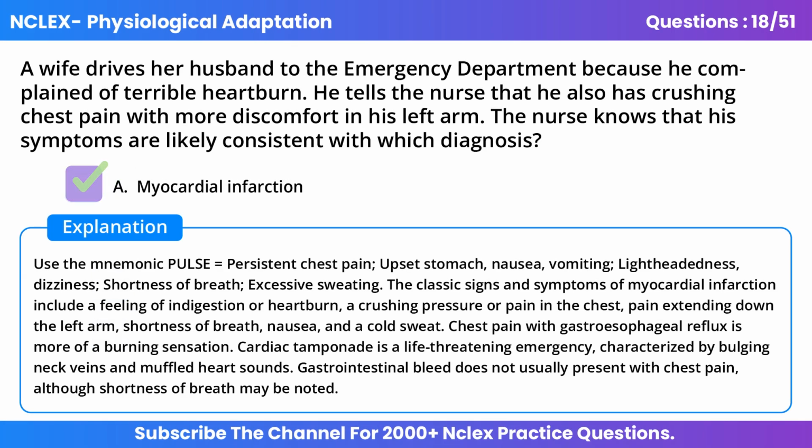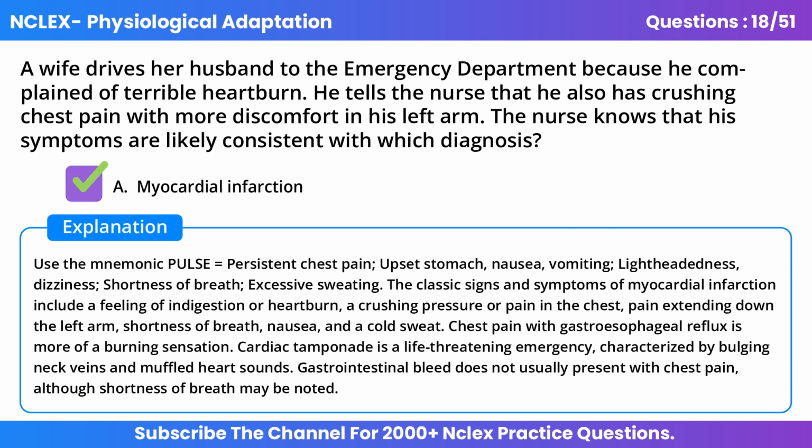Use the mnemonic PULSE equals persistent chest pain, upset stomach, nausea, vomiting, lightheadedness, dizziness, shortness of breath, excessive sweating. The classic signs and symptoms of myocardial infarction include a feeling of indigestion or heartburn, a crushing pressure or pain in the chest, pain extending down the left arm, shortness of breath, nausea, and a cold sweat.